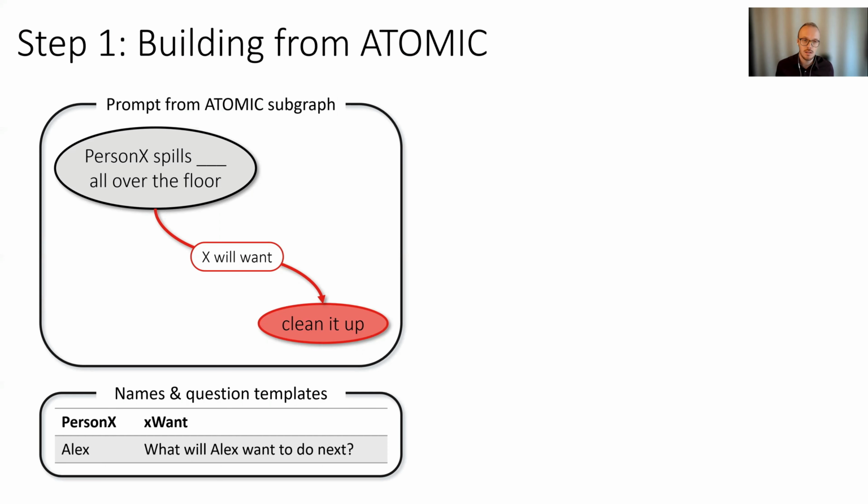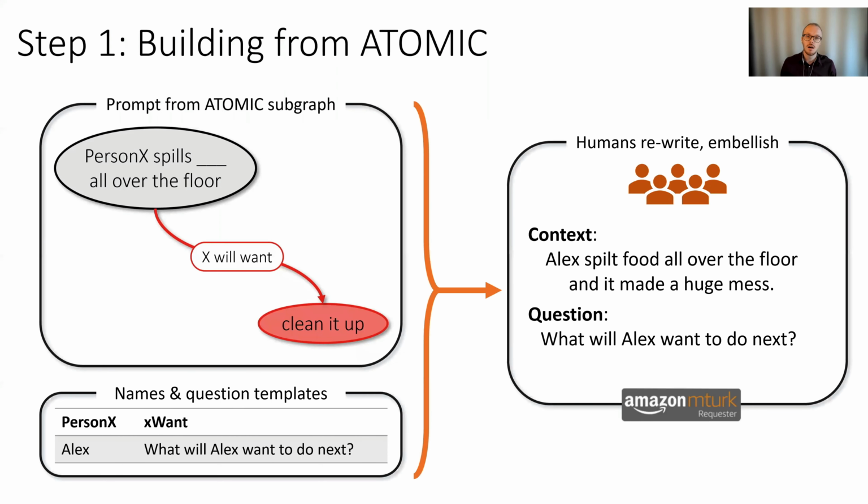And we're going to give this as input to our first crowdsourcing task in this pipeline, where we're going to ask humans to rewrite and embellish basically the context and question. And so given our event, we're going to obtain something like Alex spilled food all over the floor and it made a huge mess. So they made the event longer, added some things, and also filled in the blanks. And then they're also going to embellish the question if needed. In this case, the question was pretty straightforward.